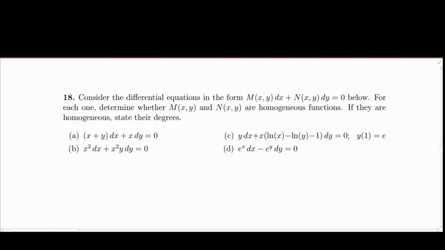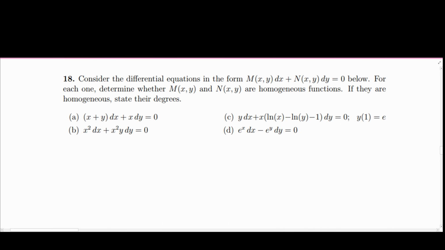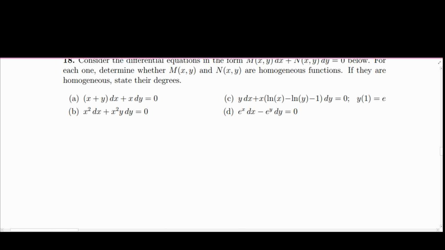For 18, we're asked to consider the differential equations in the form M(x, y) dx plus N(x, y) dy equal to 0 below. For each one, determine whether M(x, y) and N(x, y) are homogeneous functions. If they are homogeneous, state their degree. So first, we're going to look at A. And to solve for a homogeneous function, we need to use t, or any real variable that represents a number.